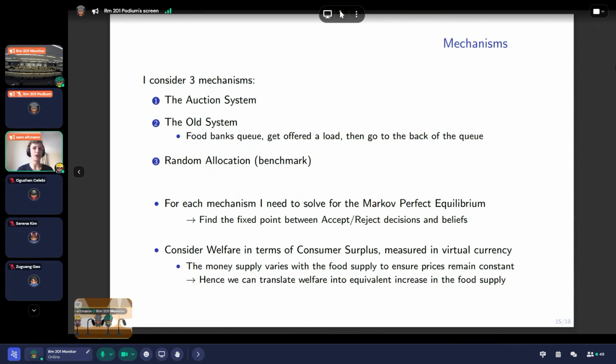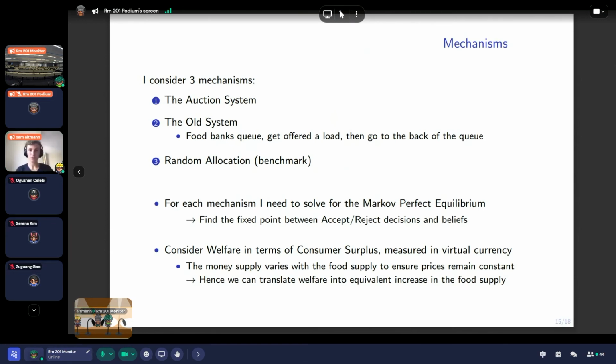For each of these mechanisms, I numerically solve for the Markov perfect equilibrium, and then I'm going to consider welfare in terms of consumer surplus, which is measured in this virtual currency. And I can interpret this consumer surplus in terms of an equivalent increase in the supply of food, because I know that if the supply of food was to double, the money supply would adjust so that prices remain constant and expenditure doubles. So if going from the old system to the auction system leads to a doubling in consumer surplus, I can interpret this like the supply of food doubling.